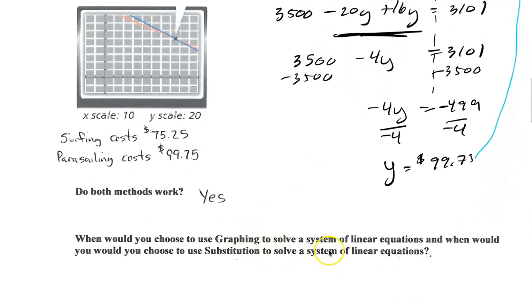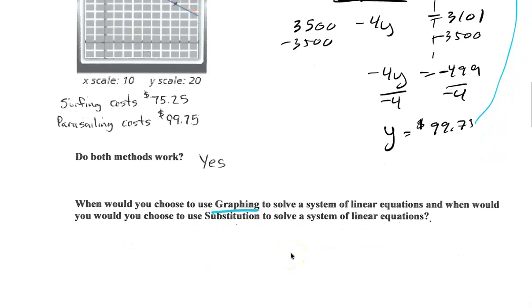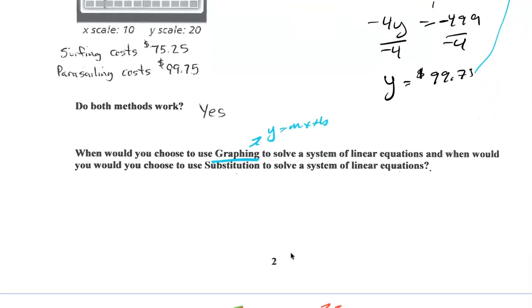When would you choose graphing to solve a system? When would you choose substitution? Well, graphing, I'll use that if it's in y equals mx plus b form. If they're both in that form, it's pretty easy to graph. Substitution I'll use if I already have a variable isolated. So you have like y equals something easy, or x equals something easy, and then you probably want to do the substitution method. Anyway, that's the video.